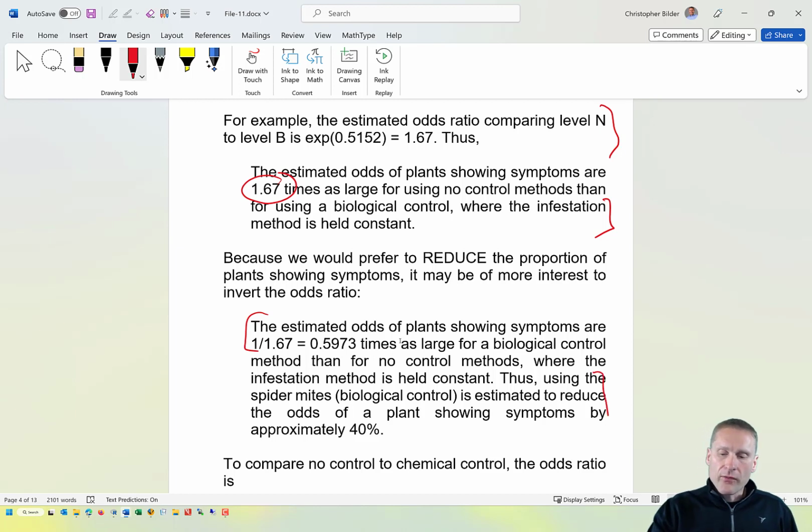And one could go further and say, well, using the spider mites, this biological control is estimated to reduce the odds of a plant showing symptoms by about 40%. In this particular application, these interpretations might be more of interest than our previous one.